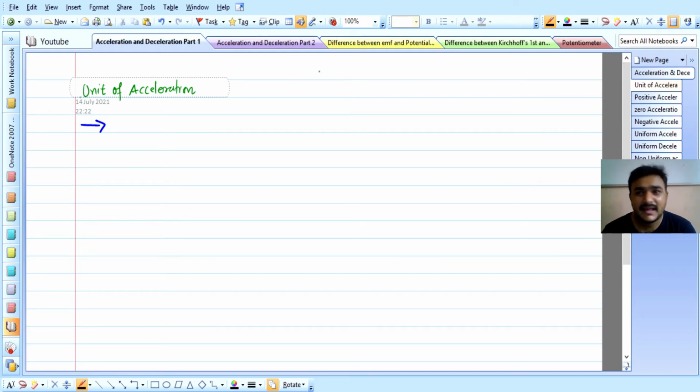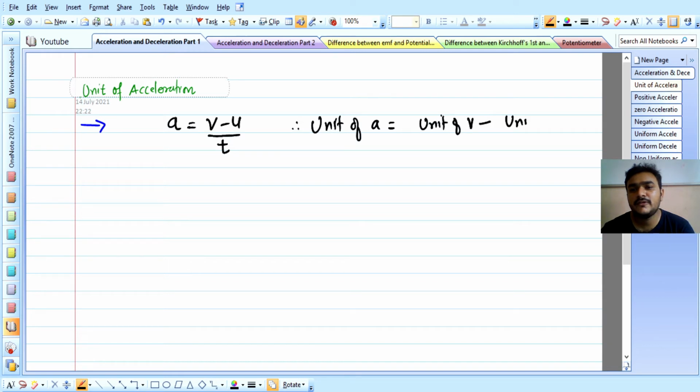As we know, acceleration a is given by v minus u upon t. v is the final velocity, u is the initial velocity, divided by t, time. So if I want to write down the unit of acceleration, then it will be the unit of v minus the unit of u upon the unit of t. As we know, the unit of v and u is meter per second and meter per second.